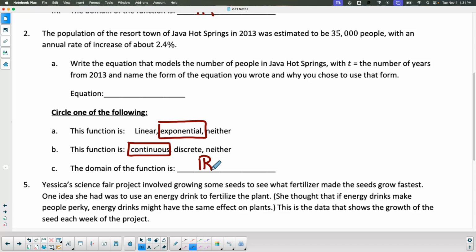Want y equals or function notation? Function notation, okay. What do we want to go with our name? Let's go P of T. Population. You could still do F, it's fine. Either way. Okay, what do we got? P of T equals 35,000 times.